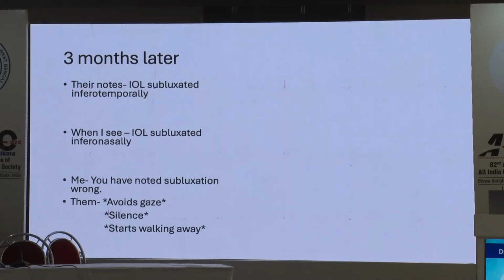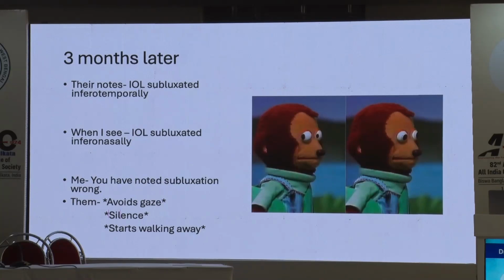Then three months later, there is an IOL, that's what they have written. IOL is subluxated inferotemporally, but when I see it is inferonasal subluxation, I say, you've noted subluxation wrong. Now they just avoid my gaze. They just face me with silence and start walking away.